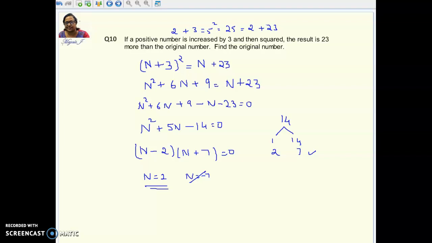So we're going to this fourth slide of this algebra. Up to question number 9 is over. Now we're going for the 10th one. Let me just read this. If the positive number is increased by 3 and then squared, the result is 23 more than the original number.